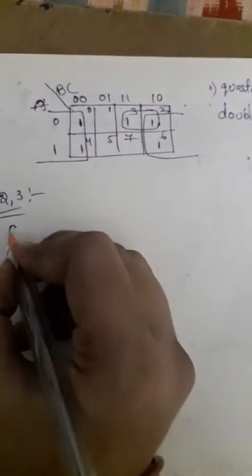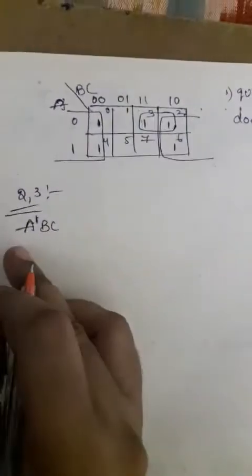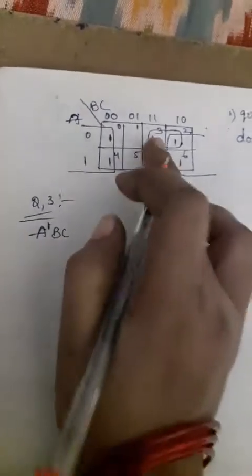Okay, now finding that for 2 3 first. For 2 3 is nothing but 0 and 1 1, right? 0 is nothing but A complement and B C. For this 3, this one A B C, and next we'll go for the 2, 0 1 0. A complement B C complement, C complement cancels, we'll get the result A complement B.